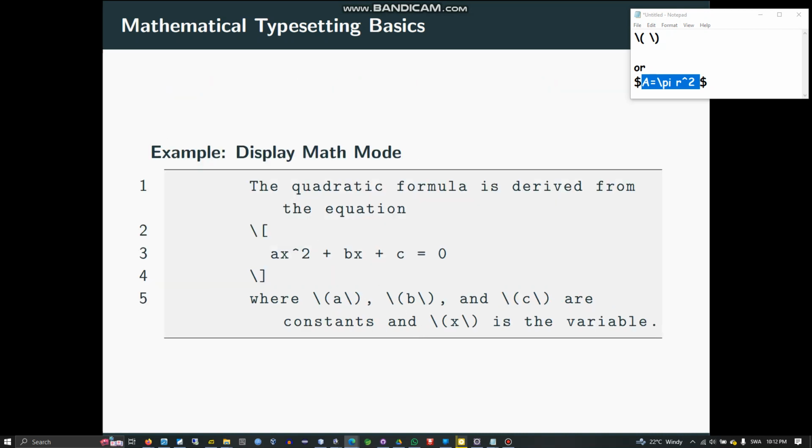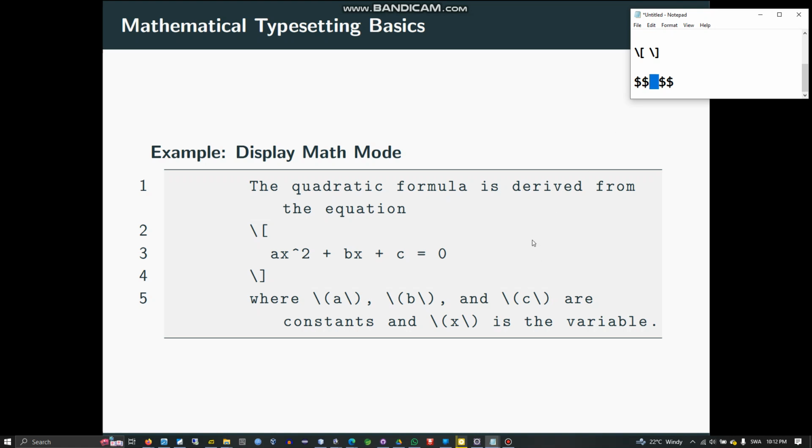Then next we have the next type, display math. It's the display math mode, and equations are presented on separate lines using this or double dollar signs. So anything that goes in between here will be on its own line. And for the display math mode, they are given enough line height.